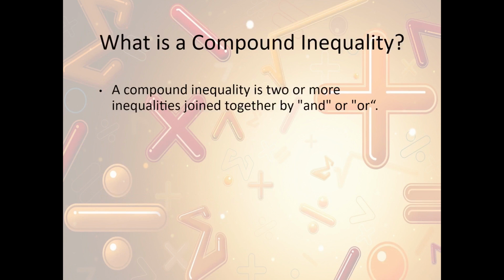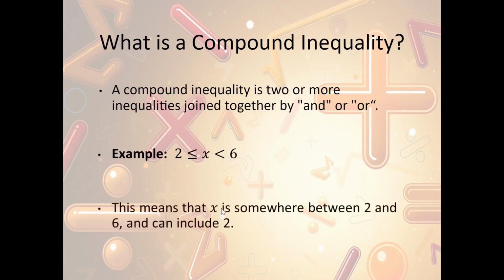Now, what is a compound inequality? A compound inequality is two or more inequalities joined together by "and" or "or." And what does that look like? It looks like this: 2 is less than or equal to x is less than 6. So what that really means is x is somewhere between 2 and 6. And because it has the "or equal to" on this side, it can include 2, but it can't include 6. So it's somewhere between them.